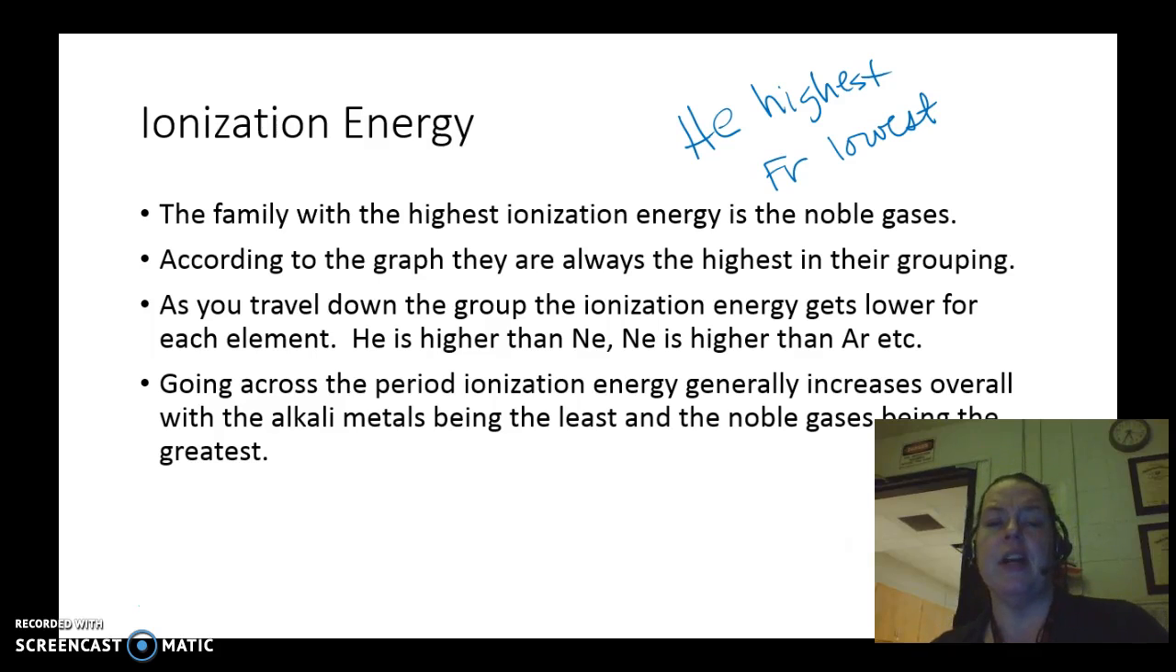So going across the period, ionization energy generally increases. We know that there are those dips and valleys, but generally speaking, from left to right, we see that there's definitely an increase in ionization energy from the alkali metals to the noble gases. So pretty simple. That's basically what I'm asking you to do for all of these graphs. So let's look at the next graph.